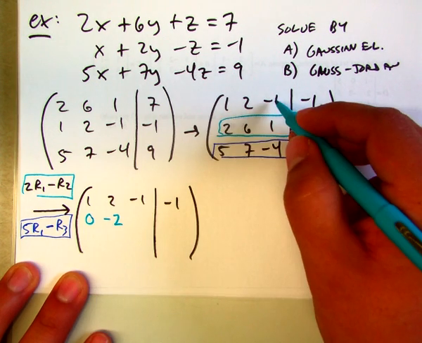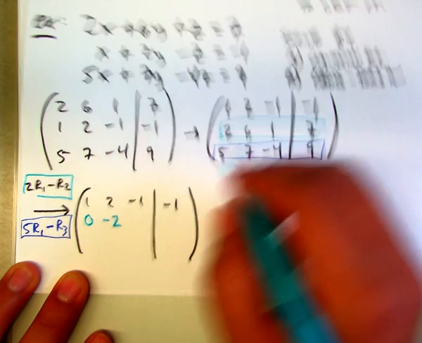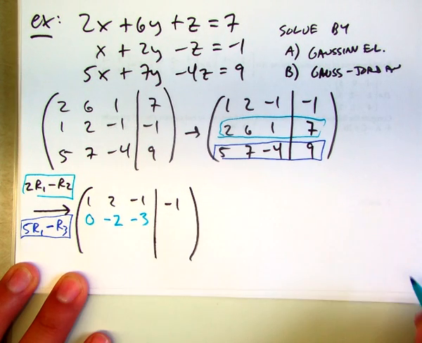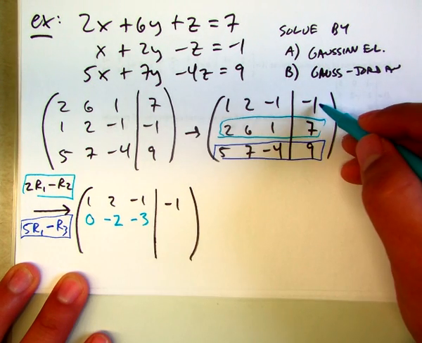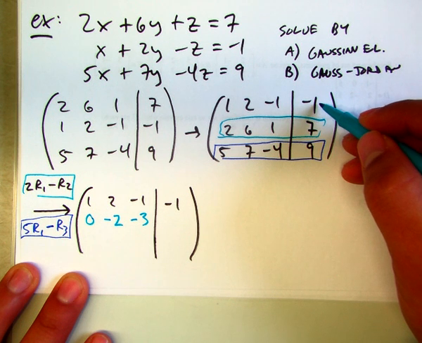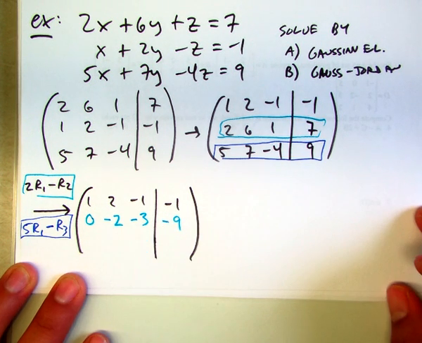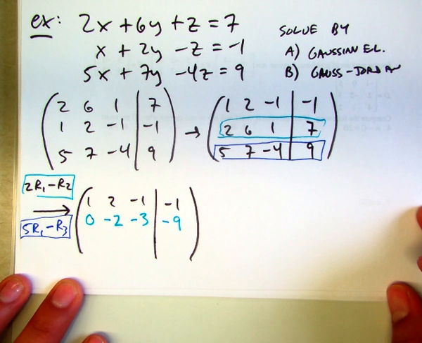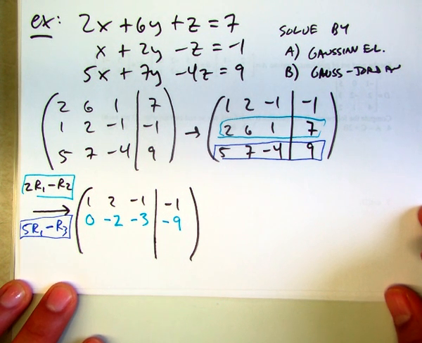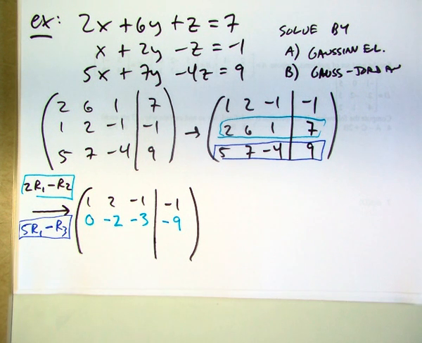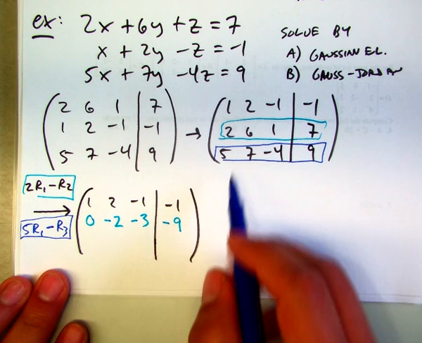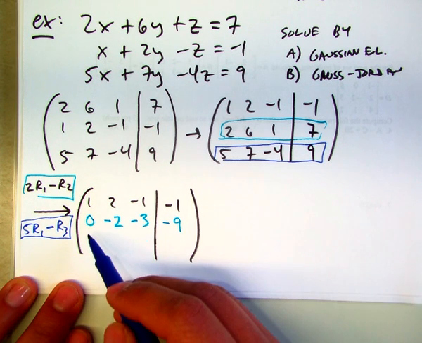2 times negative 1 is negative 2. Subtract 1. We get negative 3. Double negative 1, that's negative 2. Subtract 7, that's negative 9. Okay. And now we'll repeat the process to get that bottom left 0 as well.